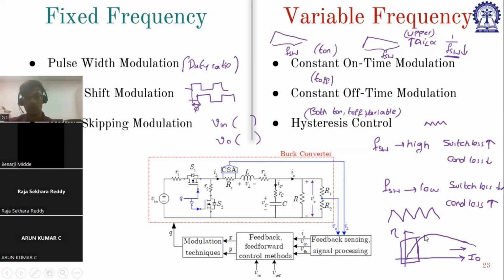And again, they are only for light load. When you're moving to high load, then we'll be moving to other techniques. If it is fixed frequency, we'll go for pulse width modulation and variable frequency. So each of them will have trade-offs.